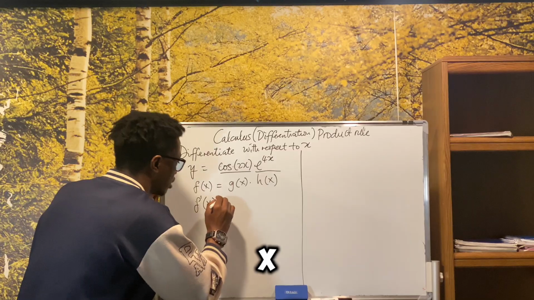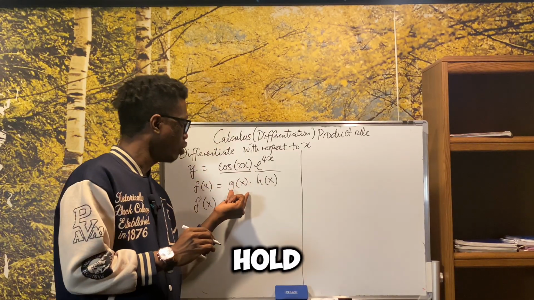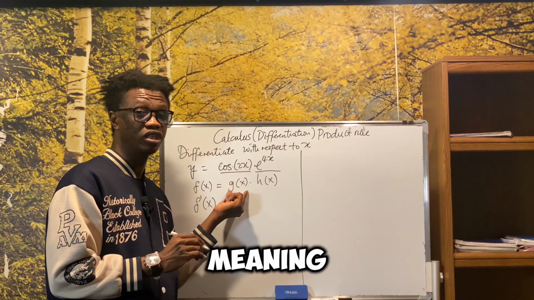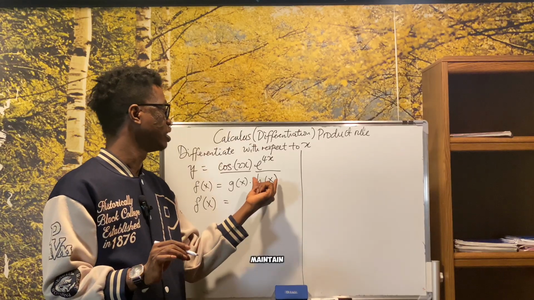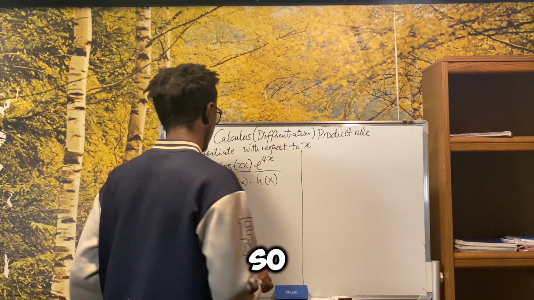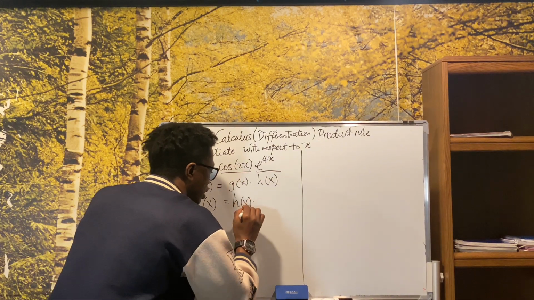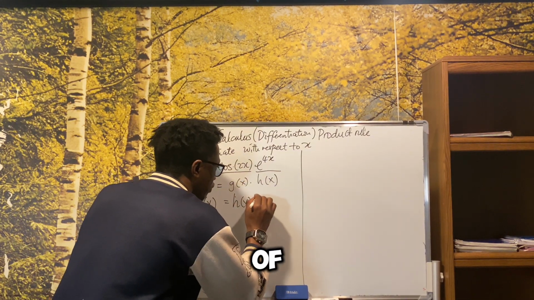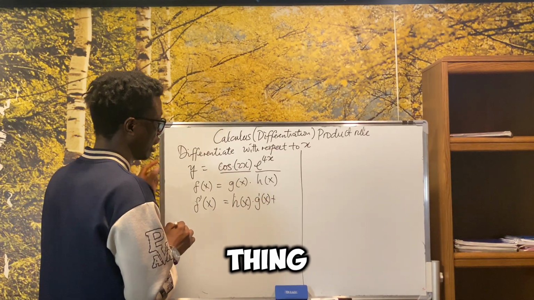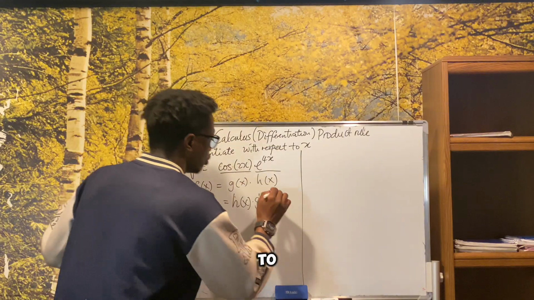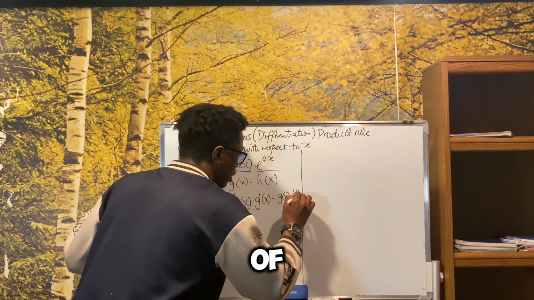is equal to, now you hold this, so meaning you're not going to differentiate this one, you maintain this and differentiate this, then plus you maintain this and differentiate this. You can either hold h of x first, then multiply by the differential g prime of x, plus, now the next thing, I have differentiated this one, right? Now I'm going to hold g of x, then multiply by h prime of x.